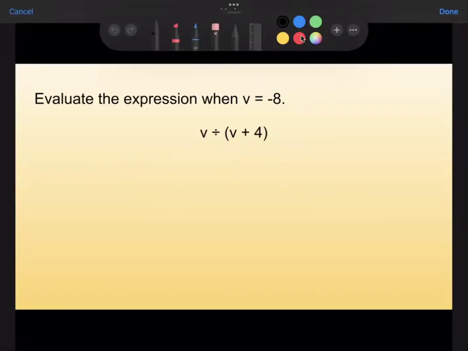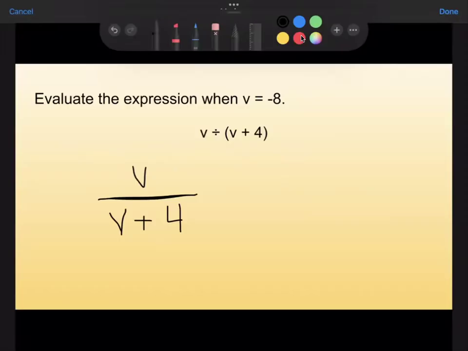Okay, here is our next one. Our expression is v divided by v plus 4, and we're going to evaluate it when v is equal to negative 8. So I'm going to rewrite the expression as v divided by v plus 4. Now, I wrote it this way because a lot of times in algebra, we see division written like a fraction. So this might be the way that you see it written the most often.